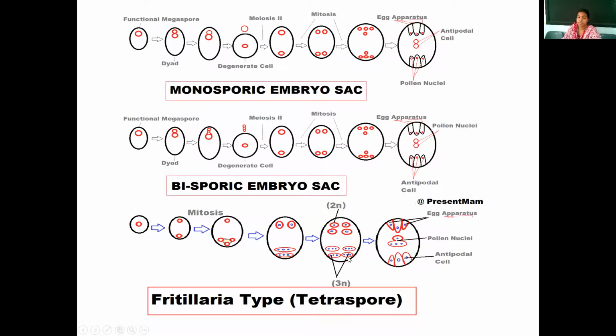Now what happens here is these 3 form an egg apparatus. 1 cell comes to the center. Here also these 3 cells come at the antipodal end. So if you see one sac, there are three nuclei. Two will degenerate, only one will be retained, and it will go to the center. Here also it fuses with the polar nuclei. If you talk about the polar nuclei, it should be double nuclei, so here also two nuclei will disintegrate. This is the advanced type, the Fritillaria type of tetrasporic formation.